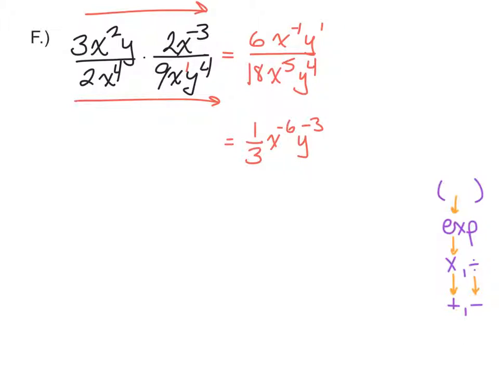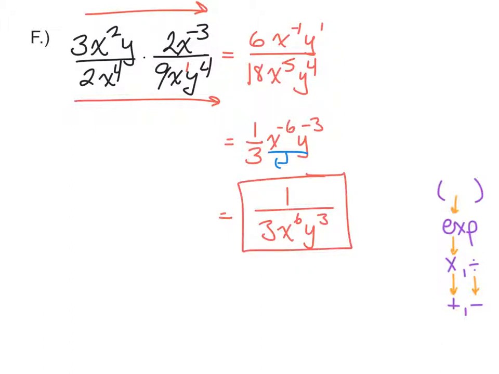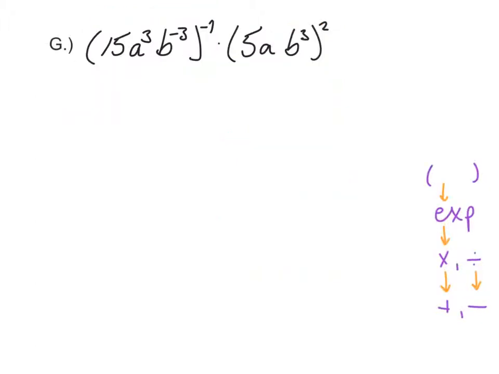Now, to finish it all up, we're going to take both the x and the y and put them in the denominator because they have negative exponents. That means our final answer is going to be 3. And when we put x to the negative 6 in the denominator, the power becomes positive. So 3x to the 6, same thing with y to the positive third. And that's our simplified answer.